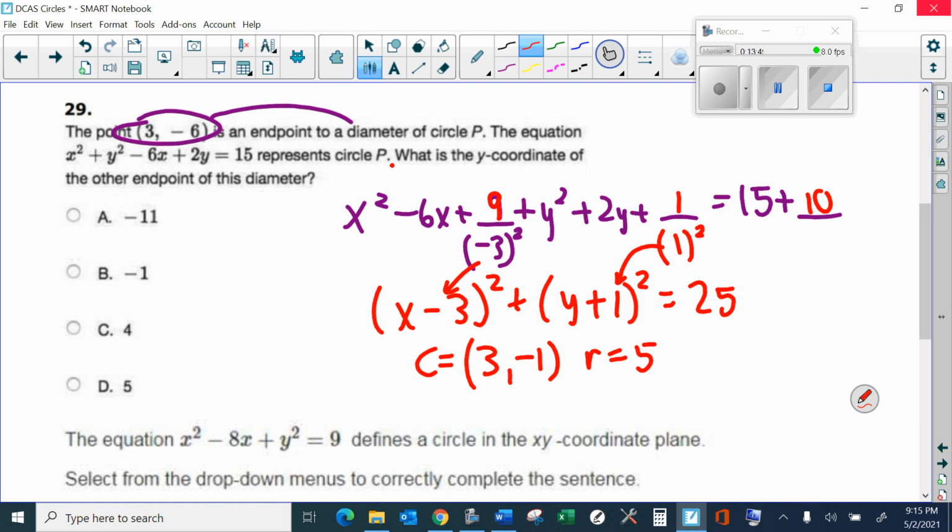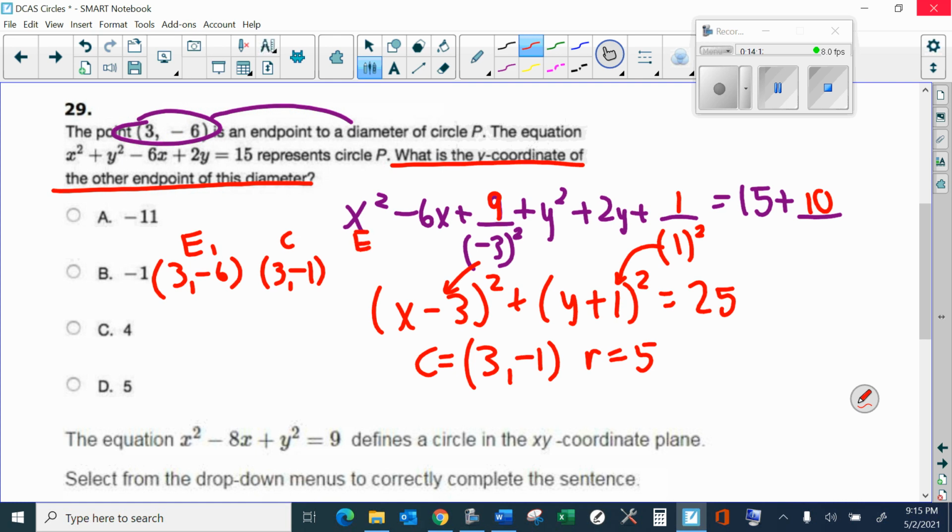So it says, what's the y coordinate of the other endpoint of this diameter? This says (3, -6) is an endpoint. The center is (3, -1). Endpoint, center, that's endpoint 1, endpoint 2. Notice the x's don't change. I say how far is it from 3 to 3? That's 0, so I'm going 0 this direction. So it stays at 3.